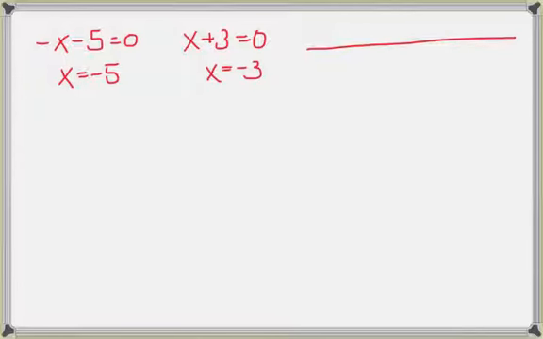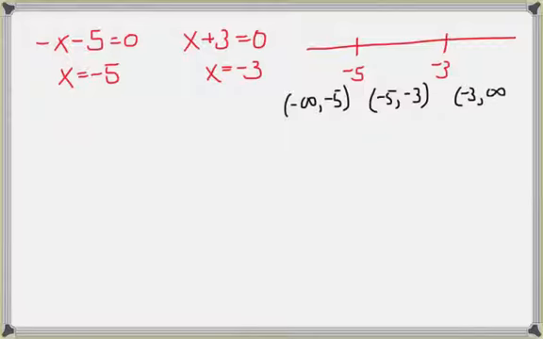So I want to just use my number line here. Let's say that this is negative 5 and this is negative 3. What it does is create three different intervals that I can look at and test to see if they are solutions to my inequality or not. The first interval would be from negative infinity to negative 5. The second one would be negative 5 to negative 3. And then the third, negative 3 to positive infinity. So what we want to do is test a value in each of those intervals to see whether or not those intervals are solutions to my inequality.